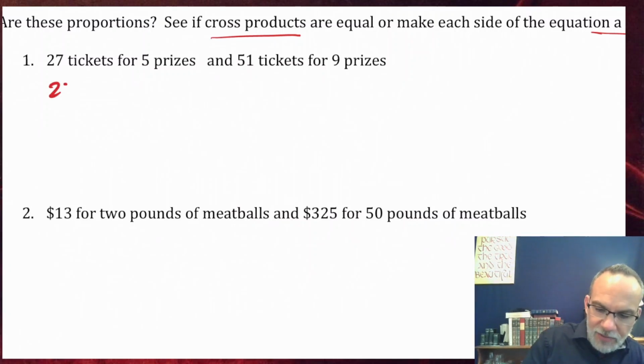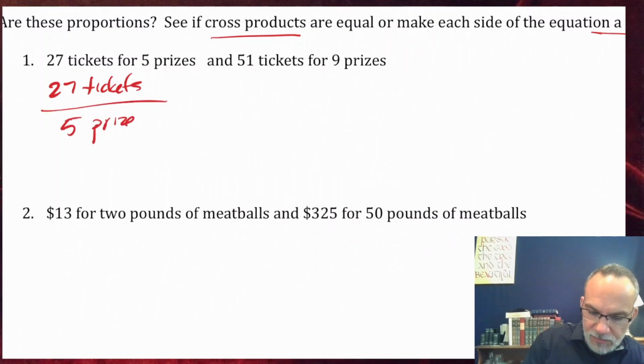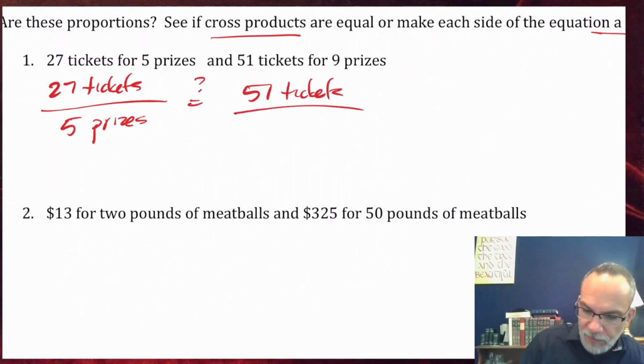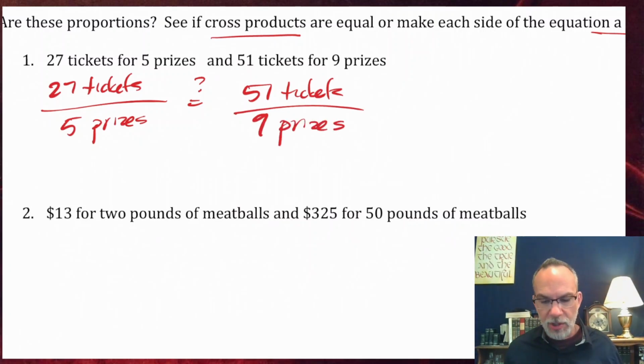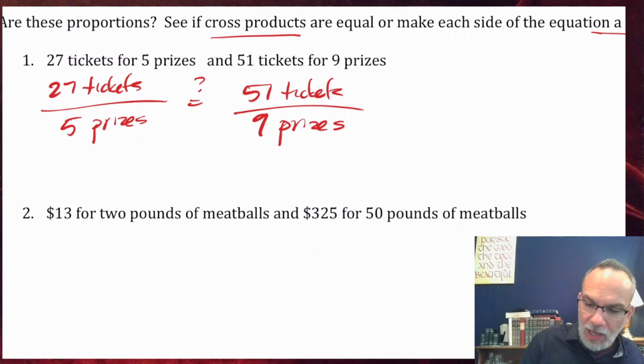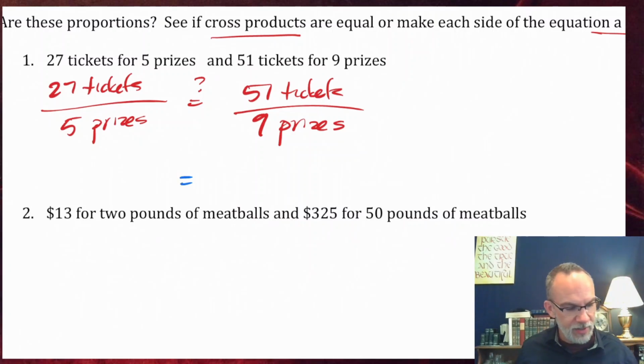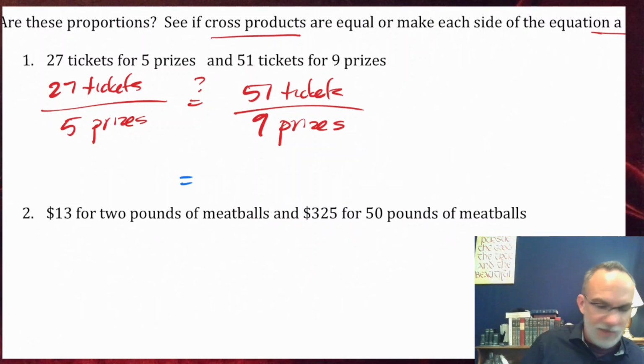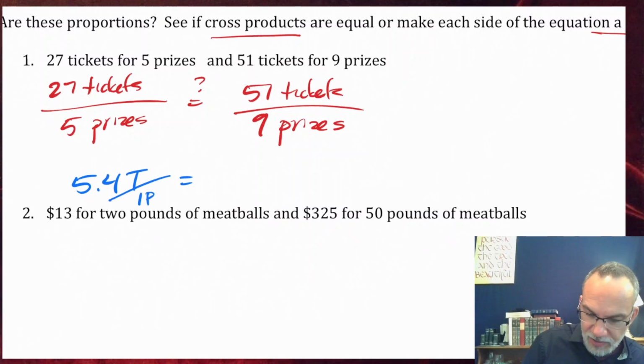We could do 27 tickets for 5 prizes. And is that equal to, I don't know, I'm asking, 51 tickets for 9 prizes? And you could set the cross products equal. Maybe what I want to do right here is I just want to convert them to a decimal so we can see what we've got going on. So 27 divided by 5, that's 5.4. 5.4 tickets for 1 prize.